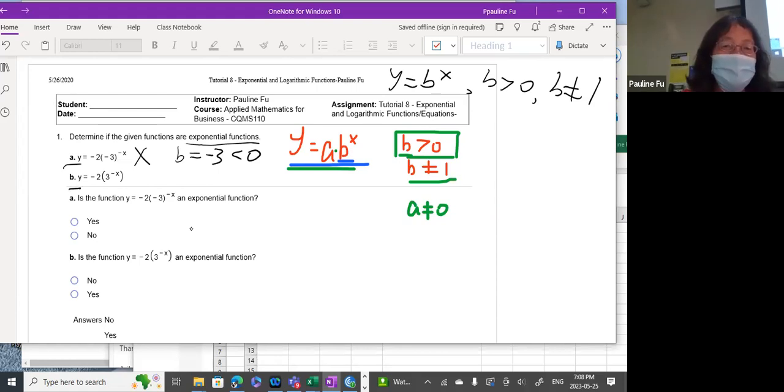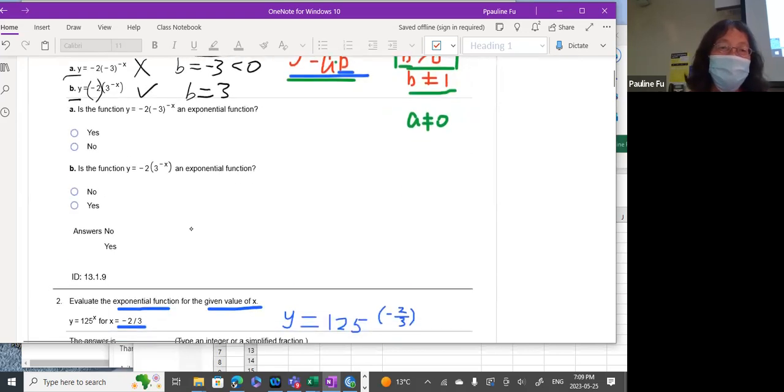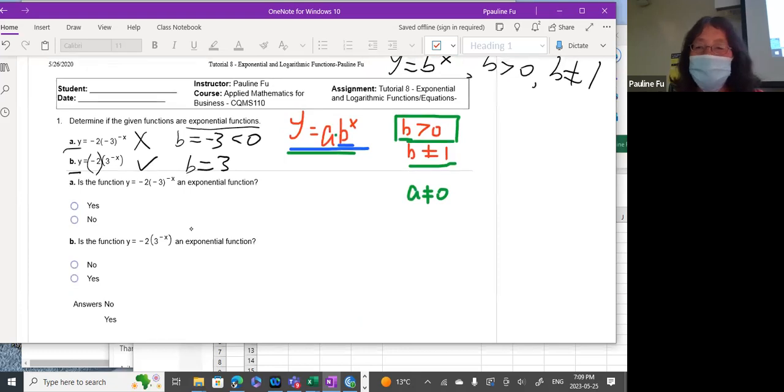How about the second one? Yes, it is, because the base is 3. You can consider this as negative 2 times 3 raised to power negative x. So that is question 1.